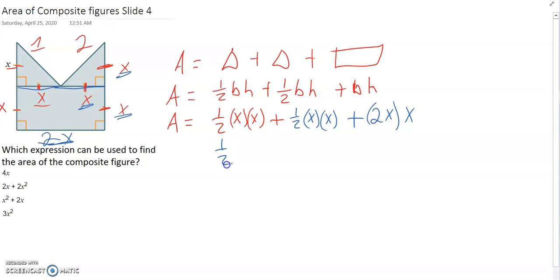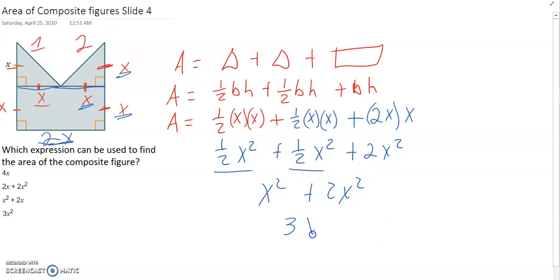So we get 1/2 x squared plus 1/2 x squared plus 2x squared. When you add up 1/2 x squared plus 1/2 x squared, you get 1 whole x squared. And then when we add 2x squared, we get a total of 3x squared. So it should be the last answer choice on there.